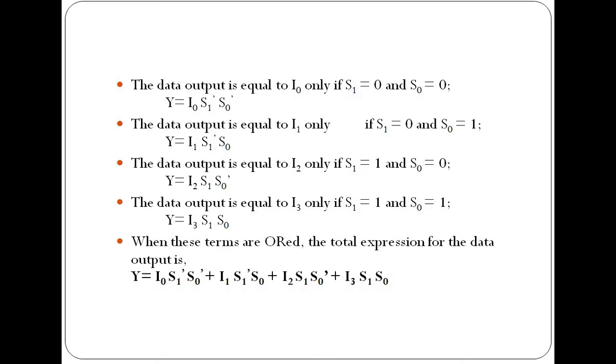The output can be expressed as the OR combination, because all these AND gate outputs are connected to an OR gate. We can have the expression for the final output as y equal to I0 S1 complement S0 complement plus I1 S1 complement S0 plus I2 S1 S0 complement plus I3 S1 S0.